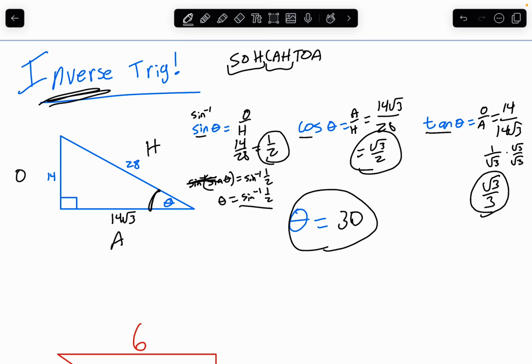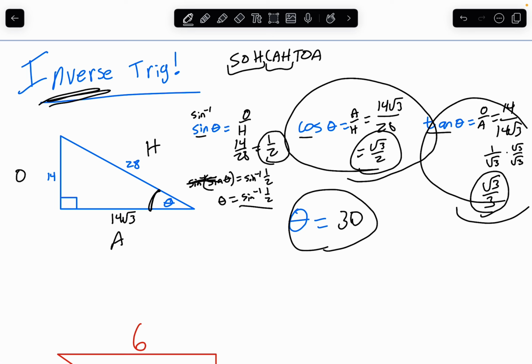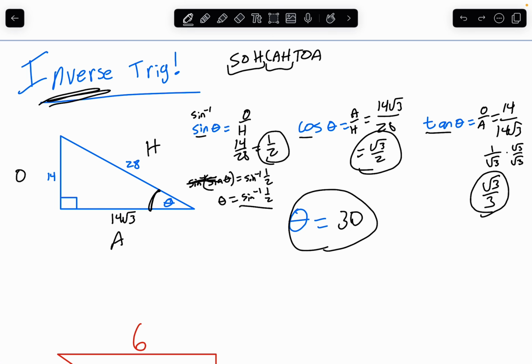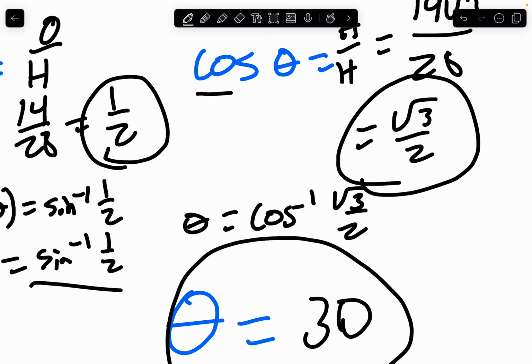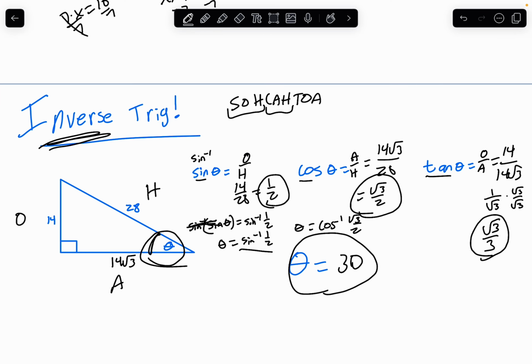It's going to come out to exactly 30. Yes, this is a 30, 60, 90 triangle. Here's the cool thing. It doesn't actually matter which one you do. So the second one, cosine, if you set this one up, this one would be the inverse cosine of root 3 over 2. That will also be 30 because it's still representing the same angle, right?